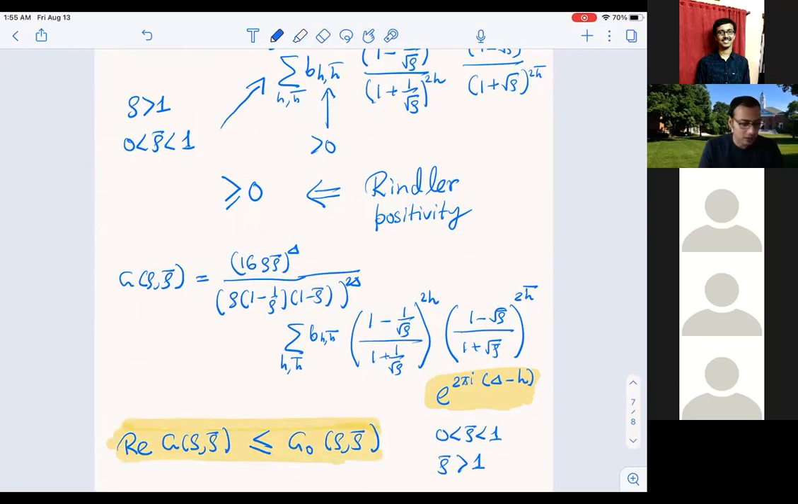So far, let me emphasize again. Everything I said does not depend on whether the CFT has an AdS dual or not. Whatever I said, everything is valid for any CFT. These conditions follow directly from CFT axioms.